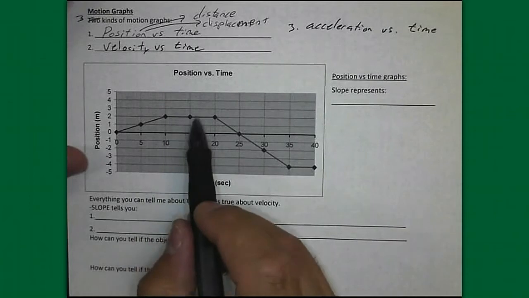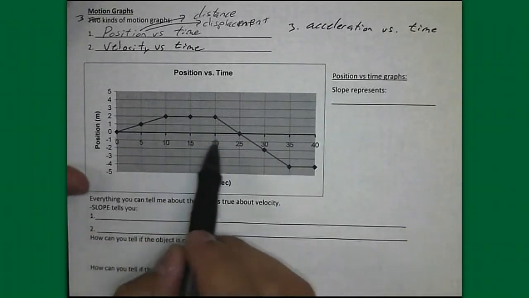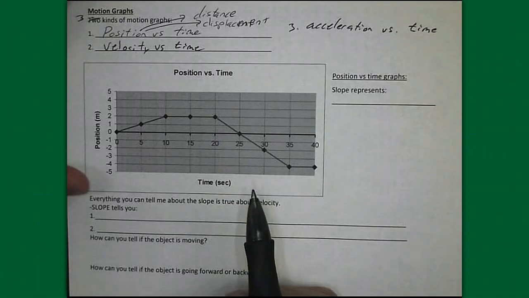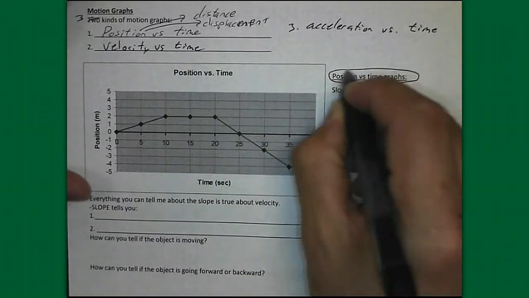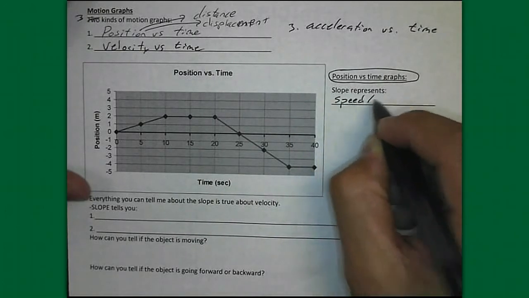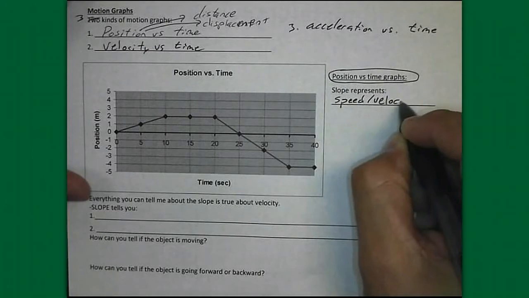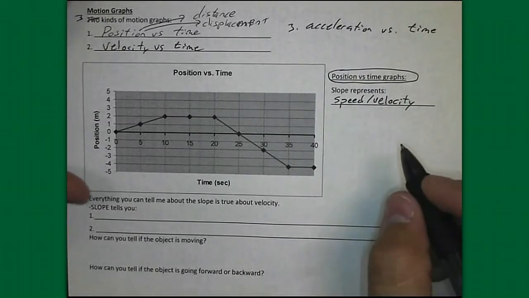So here we have a position versus time graph. Position is graphed on the y-axis, time in seconds along the x-axis. The first thing I want you to know about a position versus time graph, it's very important that you know that slope of a position versus time graph represents speed or velocity of the object depicted in the graph. And I'll prove that to you, that slope represents speed.